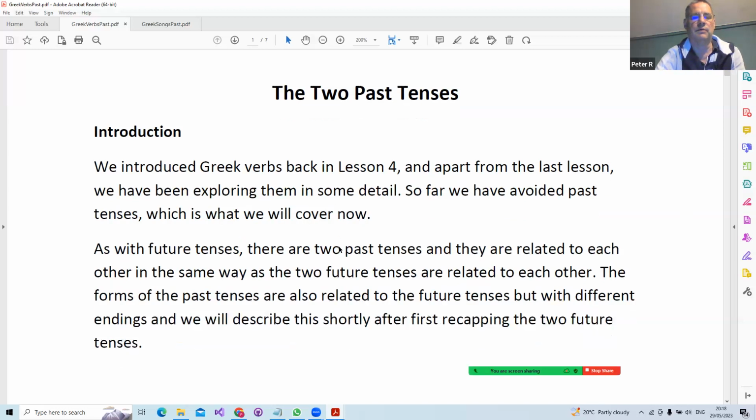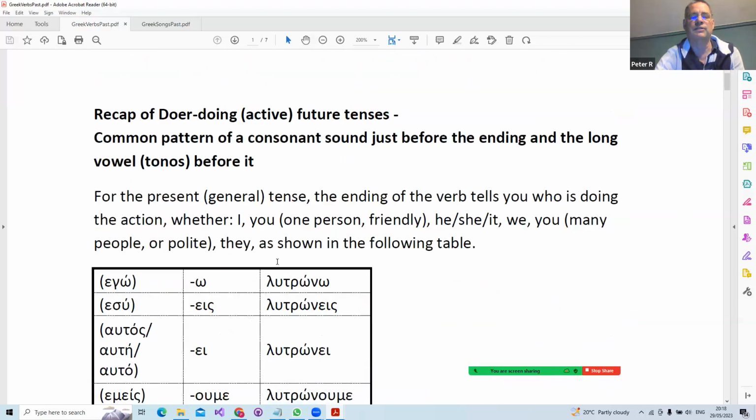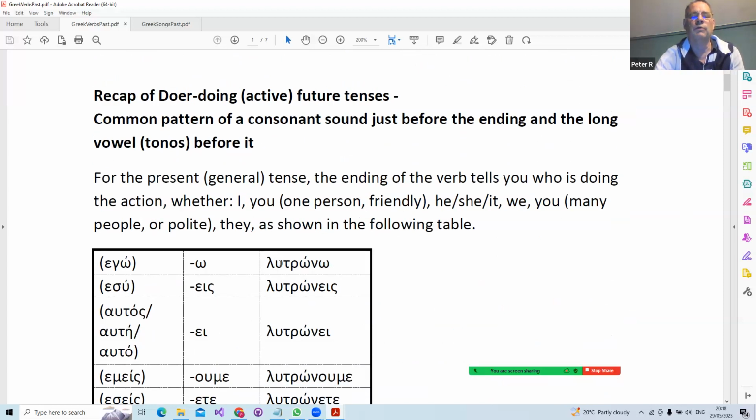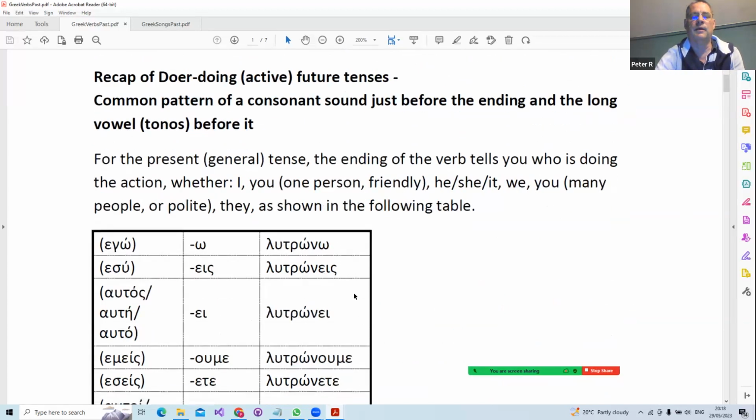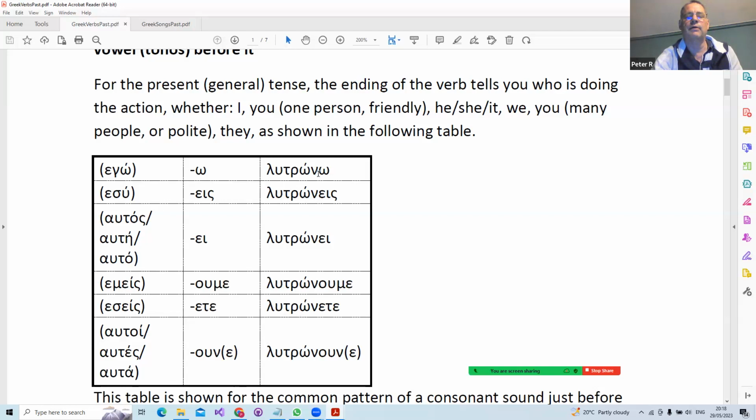Okay, so let's have a quick recap. I'm choosing a verb as an example here, litrono, which is I redeem. And here I've shown the endings. So these are the normal endings in the present tense: o, is, i, ume, ete, and un or une. Basically you put that on the end of the verb and you get all these patterns.